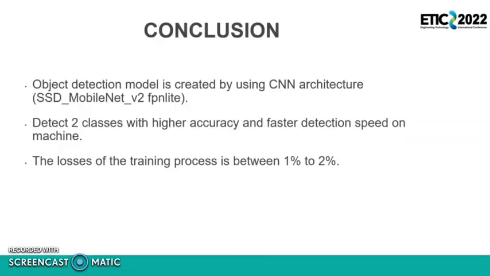As a conclusion, the object detection model is created by using CNN architecture, which is based on SSD MobileNet V2 FPN Lite. This algorithm can detect two classes, which are normal and abnormal, with higher accuracy and faster detection speed on machine. And the total losses of the training process are only between 1% to 2%. So for the future works, we have to increase the number of datasets in order to improve the accuracy and also reduce the classification losses.